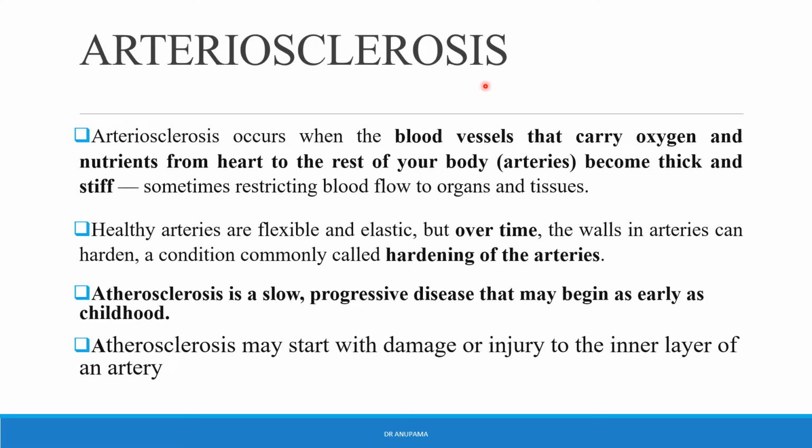Next is atherosclerosis. Atherosclerosis occurs when the blood vessels that carry oxygen and nutrients from heart to the rest of your body, that is arteries, become thick and stiff, sometimes restricting blood flow to organs and tissues. Healthy arteries are flexible and elastic, but over time the walls in the arteries can harden, and this condition is commonly called hardening of the arteries. Atherosclerosis is a slow progressive disease that may begin as early as childhood. Atherosclerosis may start with damage or injury to the inner layers of the artery.